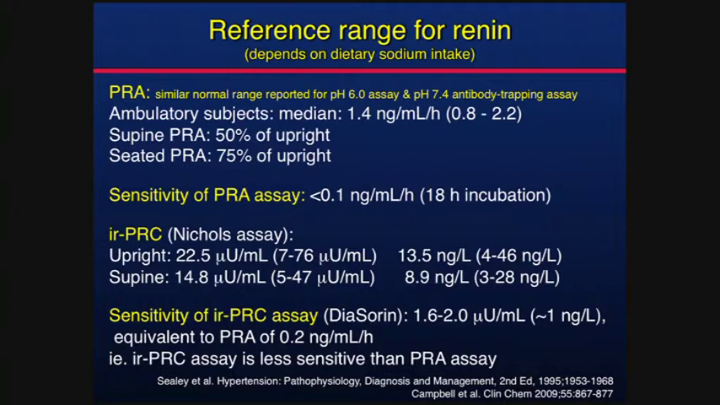With the immunoassay, we have a range of about 7 to 76 microunits per milliliter, but the sensitivity is 2 microunits per mil, and we cannot manipulate the assay to make it lower than that. That's a functional sensitivity. And so the immunoassay is definitely less sensitive than the plasma renin activity assay when we're concerned about measuring low levels of renin and we want to diagnose patients with primary aldosteronism.